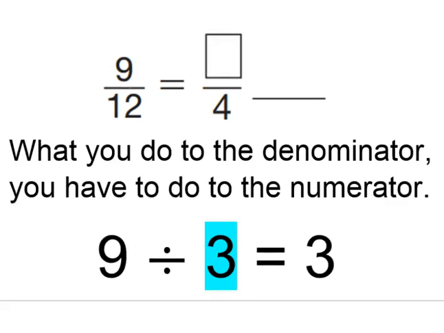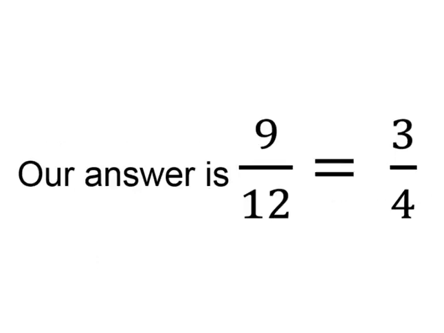And again, whatever we do to the bottom, we have to do to the top. So 9 divided by 3 is equal to 3. And our answer is 9/12 is equal to 3/4. Great job. Now let's move on, and remember that as we're going along, make sure that you put the answers down on your guided practice sheet if you've printed it out. Okay?